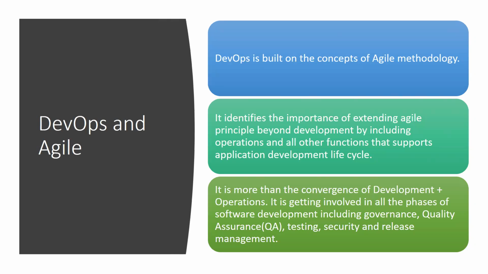It is more than the convergence of development and operation. It is getting involved in all the phases of software development, including governance, quality assurance, testing, security, release management. So there is a misconception that DevOps is only for development and operation, but no, it is more than that. If we see the testing phase, the security, configuration management, all these things can be automated with the help of the DevOps process.